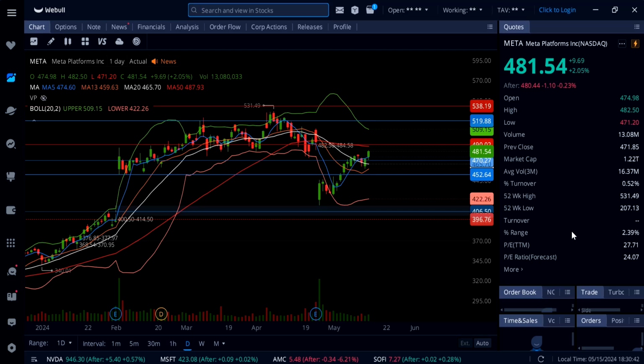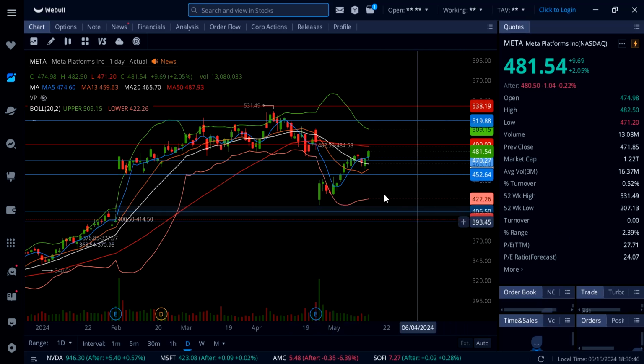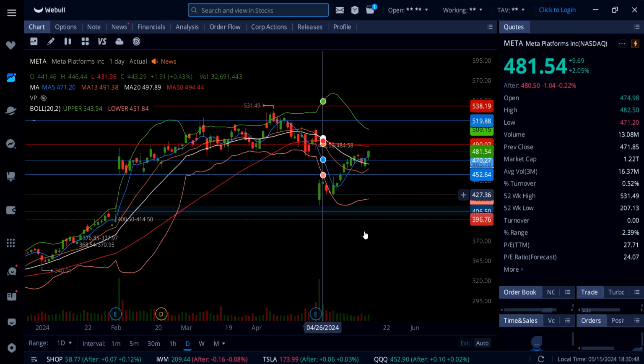On Meta, it's up 2%. So Meta yesterday was at 460, and today almost filling this gap. So this was a real thing.